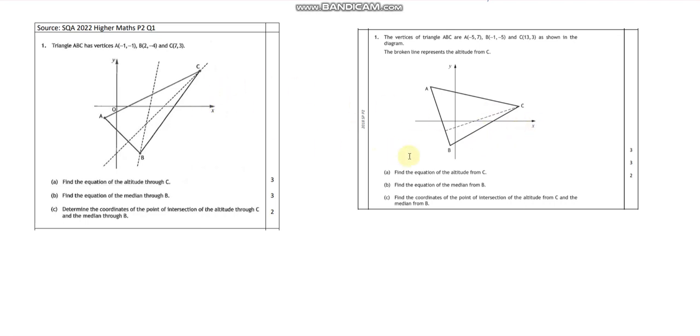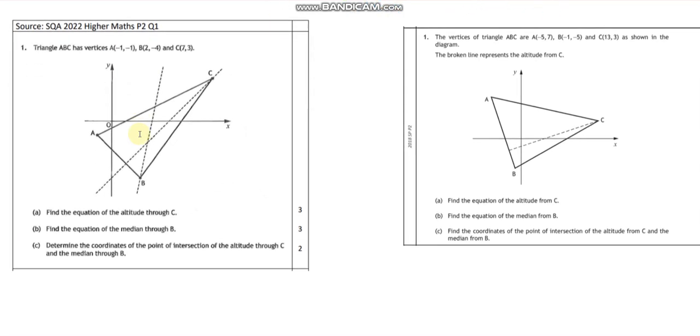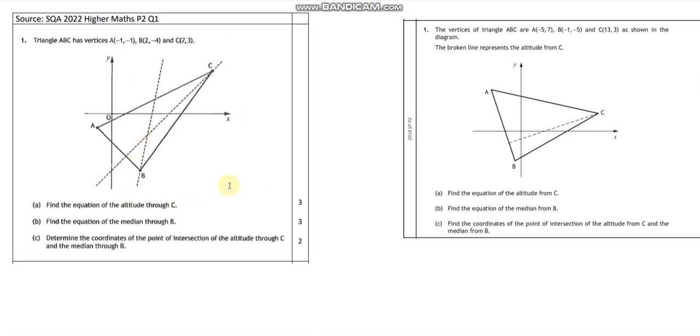And again, I put two side by side just to show you altitude, altitude, median, median, points of intersection. A very, very common question. So we'll take our time on this and we'll just talk through the strategy on this one. So first question then, zoom in. Find the equation of the altitude through C.